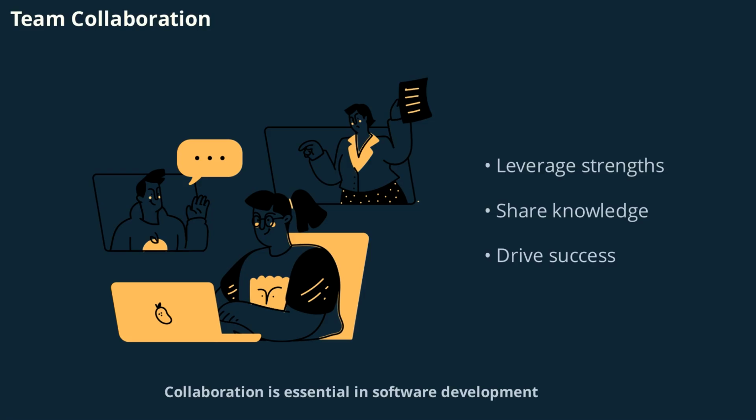Collaboration is essential in software development. Teams working with both Kotlin and Java can leverage each member's strengths, share knowledge, and build better applications. Open communication and mutual learning foster innovation and drive project success.